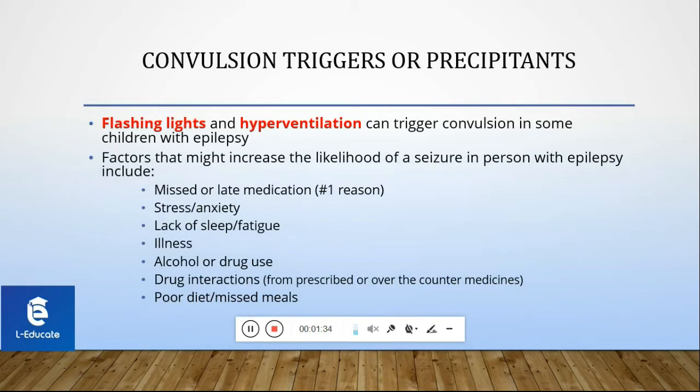Other triggers that could precipitate convulsion, especially in individuals with epilepsy, include not using their drugs regularly or late medication, stress when they are anxious about a particular thing, lack of sleep, excessive tiredness or fatigue, illnesses, alcohol, drug abuse, and some drug interactions, when the drugs they are using to control the epilepsy interact with another kind of drug and trigger epilepsy. And of course, we could have poor or missed meals, which is also a source of stress. Hunger is a major source of stress, which could trigger convulsion in individuals who are epileptic.